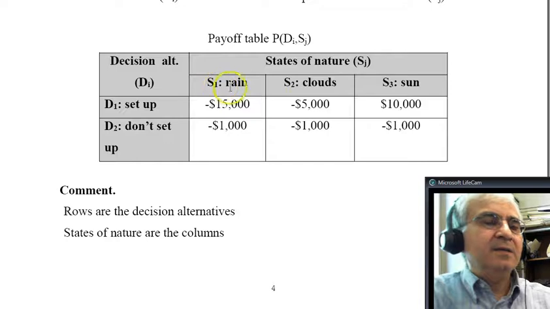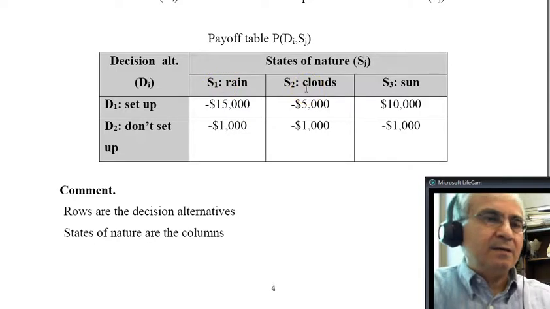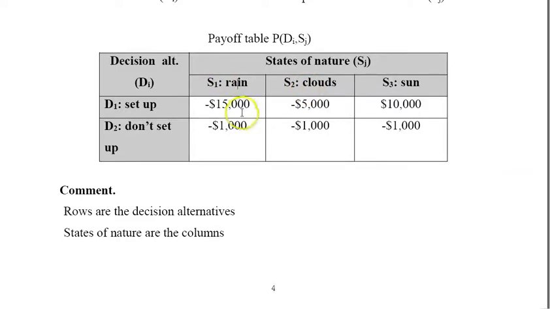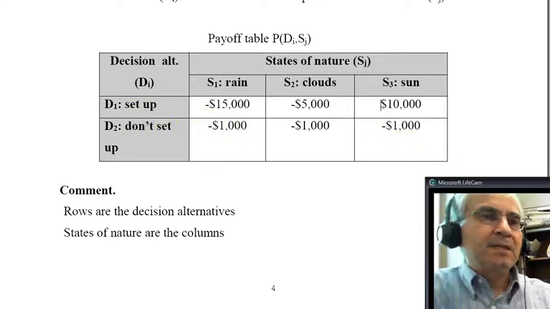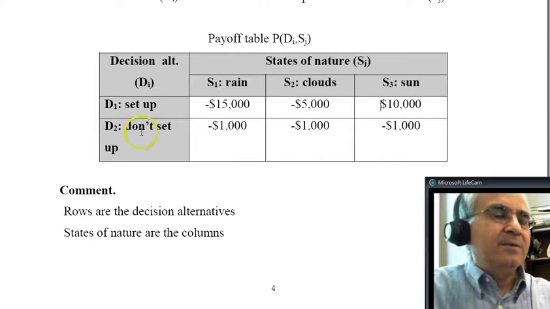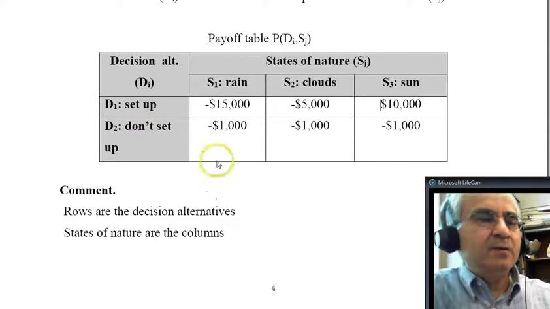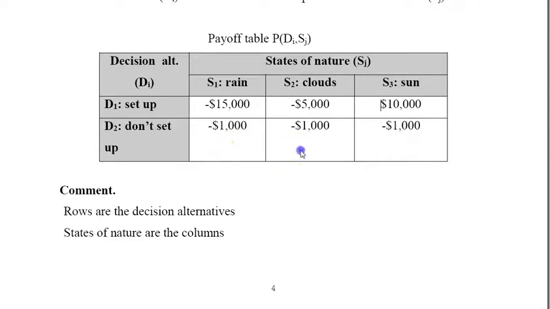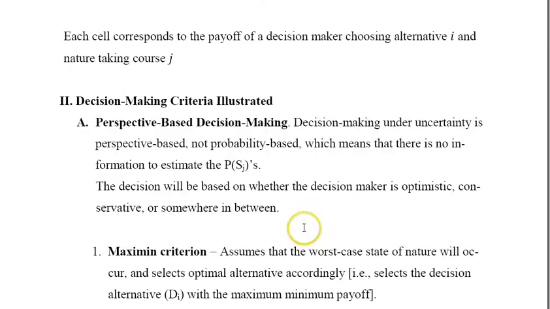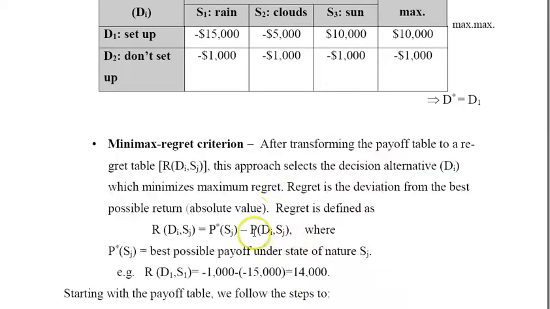And if we set up, there are three possible states of nature on the day the carnival takes place. Rain, we lose $15,000. Clouds, we lose $5,000. Sun, we make $10,000. And if we don't set up, we pay a penalty of $1,000. So we want to decide whether to set up or not. And also we have the three states of nature with probabilities 0.1, 0.3, and 0.6.